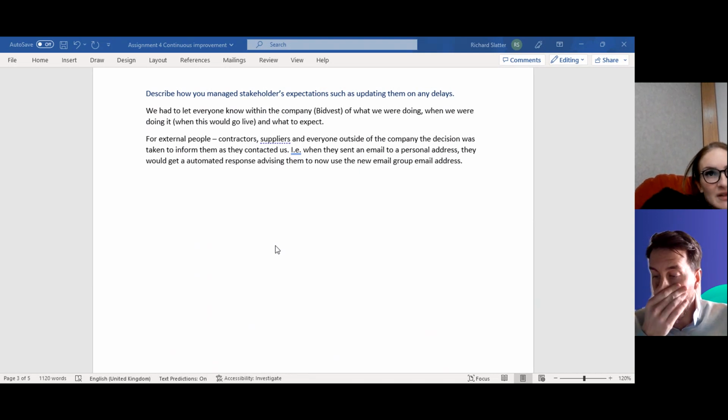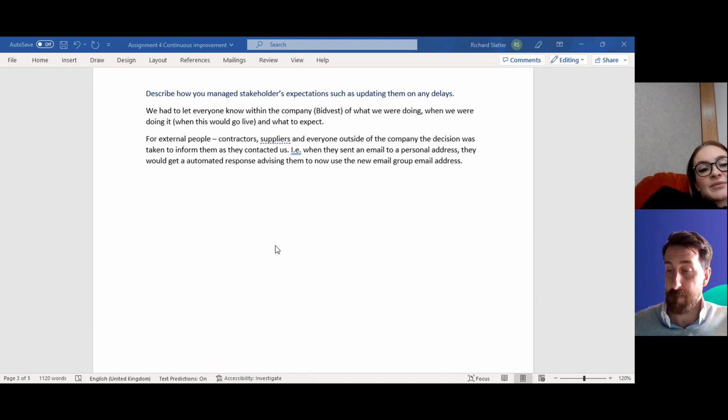For them, they just had to email RST. It wasn't just emailing our personal addresses anymore. For external people like contractors, suppliers, and everyone outside the company, the decision was taken to inform them as they contacted us. Basically, they'd send us an email to our normal personal addresses, and then we'd put an out of office on, and they'd get another email back just saying, "Can you please forward your email onto RST?" and that our personal addresses are no longer being monitored, and we would be working from the RST group email address. Yeah, we're just keeping the out of office on.